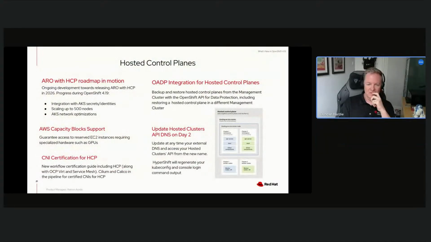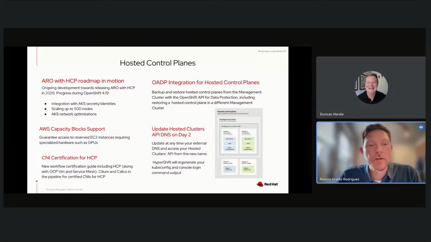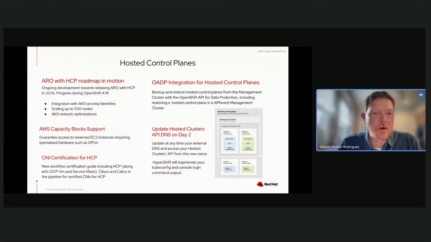Thank you, Duncan. So in this development cycle, we continue our progress towards releasing ARO with HCP in 2026. We wanted to share an update with you, even though this is only going to be available next year. Things like scaling up to 500 nodes and improvements in the network with AKS are part of what we've been making progress on in this release. AWS capacity block support: we can now guarantee access to reserved EC2 instances requiring specialized hardware. The typical use case is instances with GPUs.